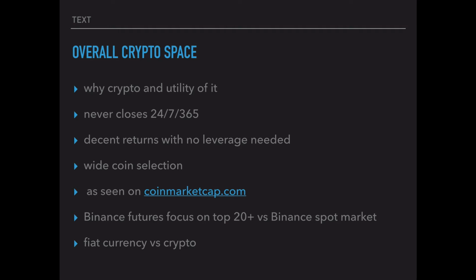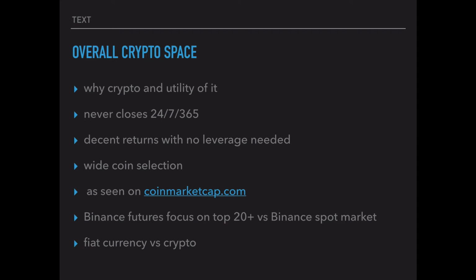So let's talk about the overall crypto space. Why crypto, and the utility of it? I think the utility of crypto is going to build, be it Bitcoin or Ethereum, where maybe central banks may go onto, as an example, the Ethereum blockchain. Who knows? But there are so many uses of these digital currencies. This is the future of money. We can't escape that. It's just going to build.